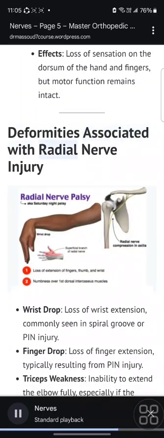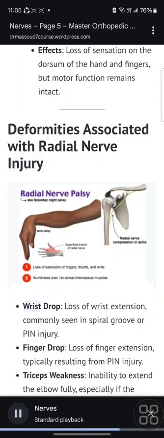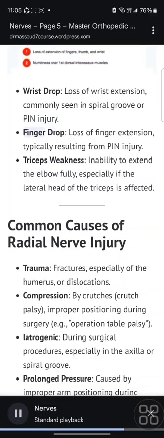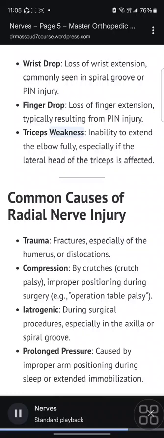Deformities associated with radial nerve injury. Wrist drop: loss of wrist extension, commonly seen in spiral groove or PIN injury. Finger drop: loss of finger extension, typically resulting from PIN injury. Triceps weakness: inability to extend the elbow fully, especially if the lateral head of the triceps is affected.